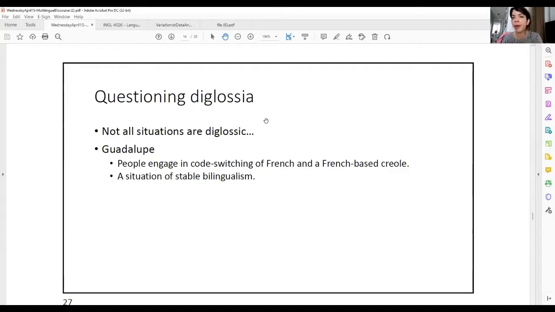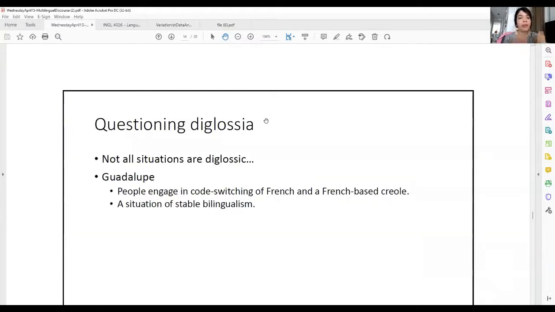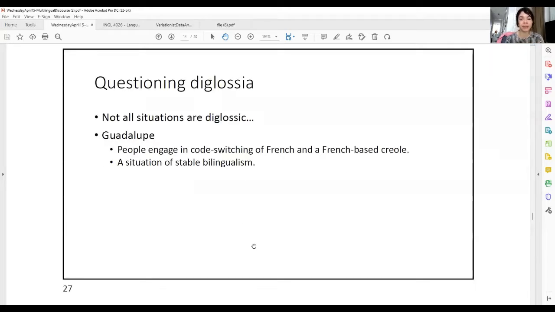Let's give another example. In Guadeloupe, people engage in code switching of French and a French-based Creole. So it's a situation of stable bilingualism, right? So they have two languages that coexist with one another, and perhaps they are used in different domains interchangeably, and that's okay, that's normal. They are not necessarily in competition with each other. They don't necessarily have difference in values or ideologies.